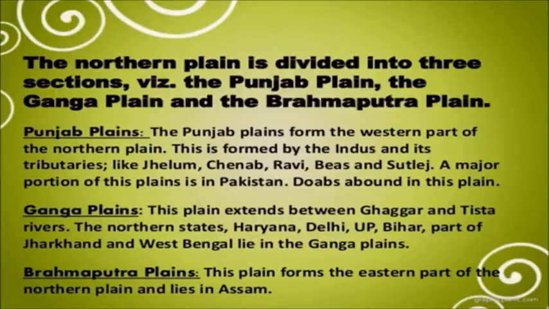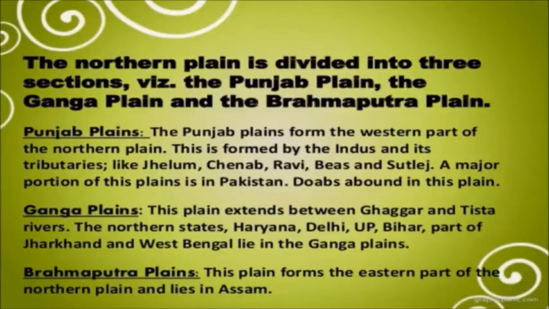The Punjab plain forms the western part of the northern plain. It is formed by the Indus and its tributaries: Jhelum, Chenab, Ravi, Beas and Satluj. A major portion of this plain is in Pakistan. Doabs abound in this plain. What is a Doab? A Doab is the land surrounded by two rivers, when two rivers flow in between, and the landform is called a Doab. So the Punjab plain is bounded by Doabs.